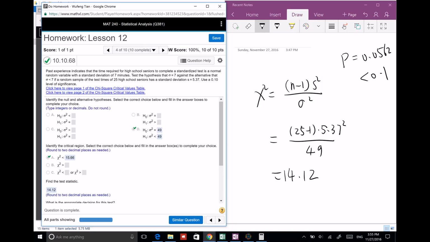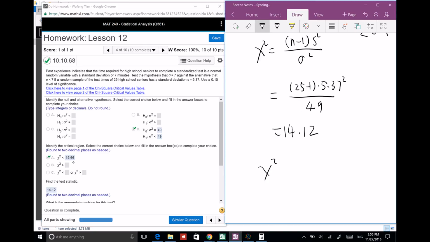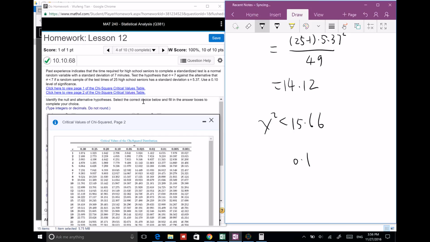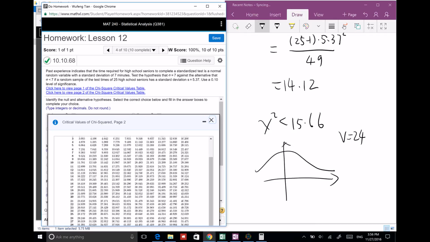How do I find a chi-square value? How do I do this, chi-square less than 15.66? What do you need to do? You have to use a table, okay? And now the level is 0.1. And you can tell that it's less than, so you use the table. And the degrees of freedom is 24, v equals 24, but do I have 24 here? Oh, we do have 24 here.